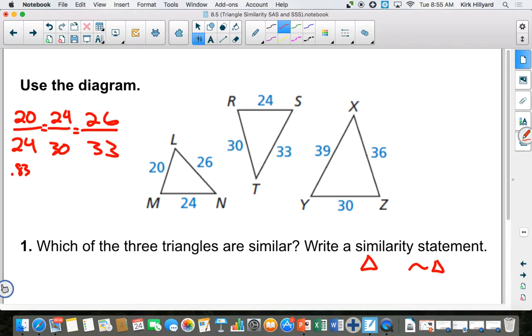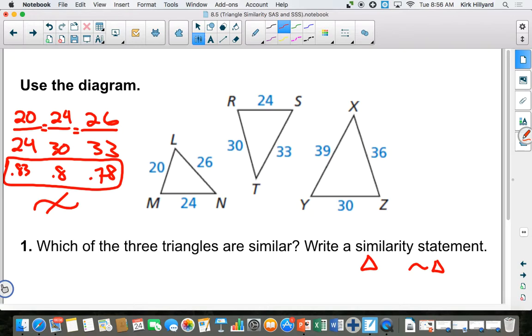And that is 0.8. And 26 divided by 33 is 0.78. So you can see that those two triangles are not similar because these ratios or these proportions are not equal. Okay? So let's check and see if LMN is similar to XYZ.